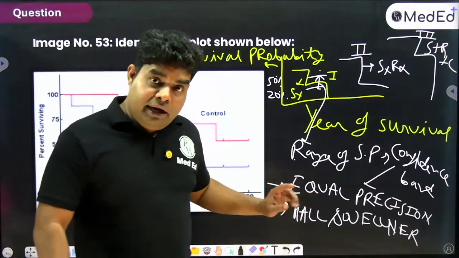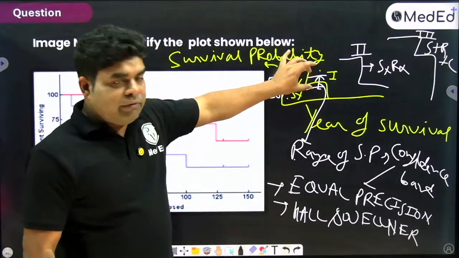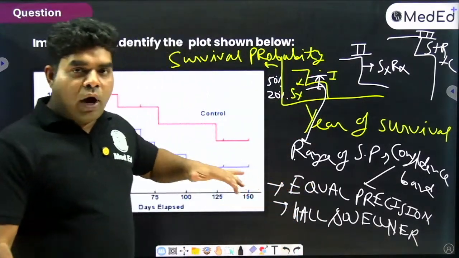It is the band. And what is this confidence band? The range of survival probability. Because people who do exercise, they have more survival probability.